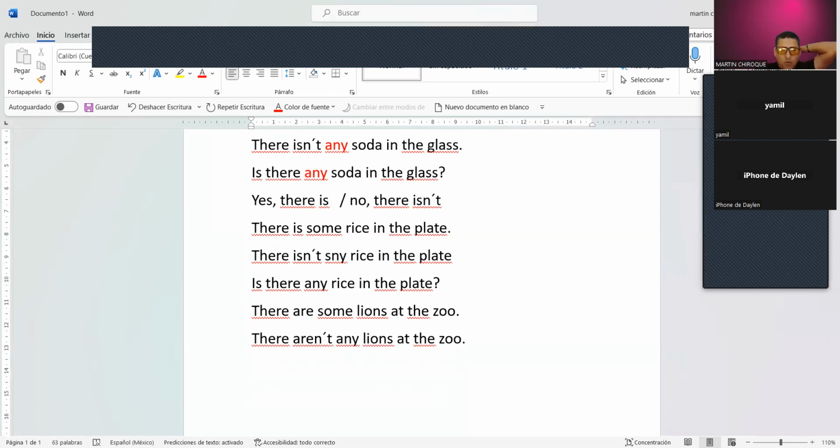What is the interrogative for? You have to say, are there some lions at the zoo? Any, because it's a question. Are there any lions at the zoo? Very good, my friend, that's all. Muy bien, este es un punto muy importante. Estrellita para ustedes porque han llegado a pasar a otro nivel en el idioma inglés. Muy bien.